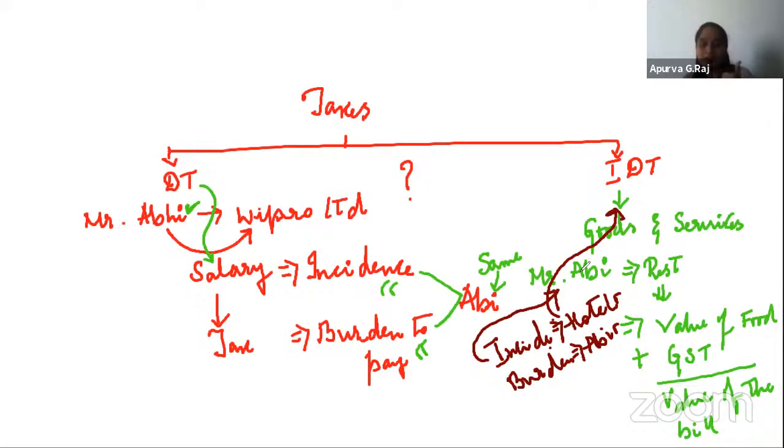So what is the difference between DT and IDT? Incidence to pay a tax can be shifted under IDT. The incidence to pay tax cannot be shifted under direct taxes. Hope you're clear with the concept. Next one.